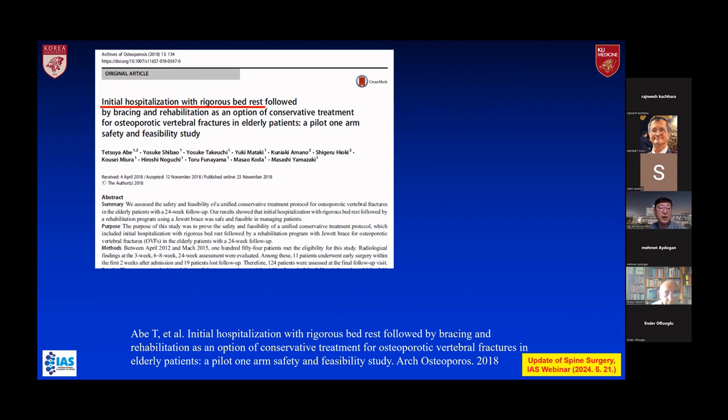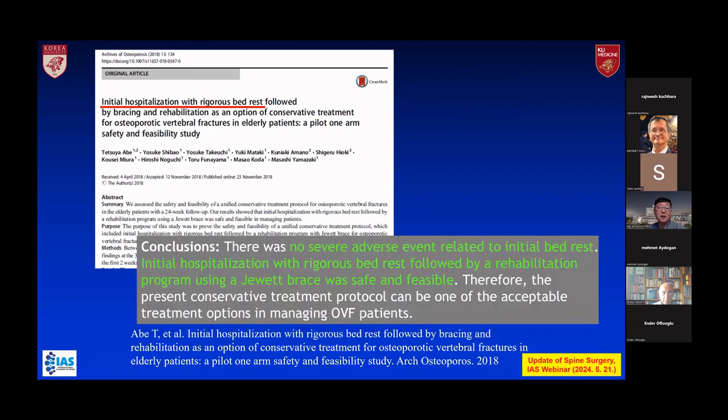This is regarding the initial hospitalization with rigorous bed rest followed by bracing and rehabilitation in osteoporotic vertebral fractures in a Japanese group. They concluded there was no severe adverse event related to the initial bed rest. However, the initial hospitalization with rigorous bed rest followed by a rehabilitation program using many types of brace was a safe and feasible treatment.